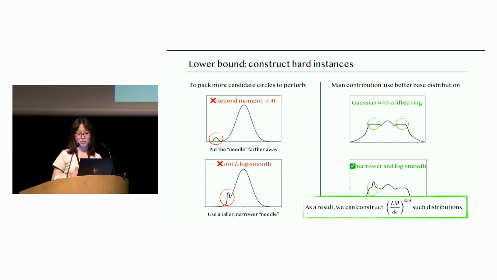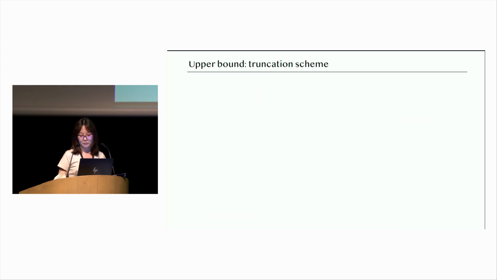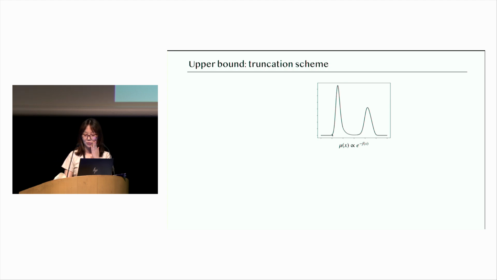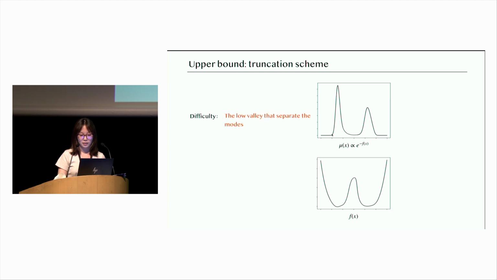So the idea to prove the lower bound is just to find a needle in a haystack. And for the upper bound, if we want to sample from a distribution like this, a non-log-concave or multimodal distribution, the most difficult part is the low valley that separates the modes. In other words, if we want to establish a query complexity upper bound, a possible idea is to prove a functional inequality for it.